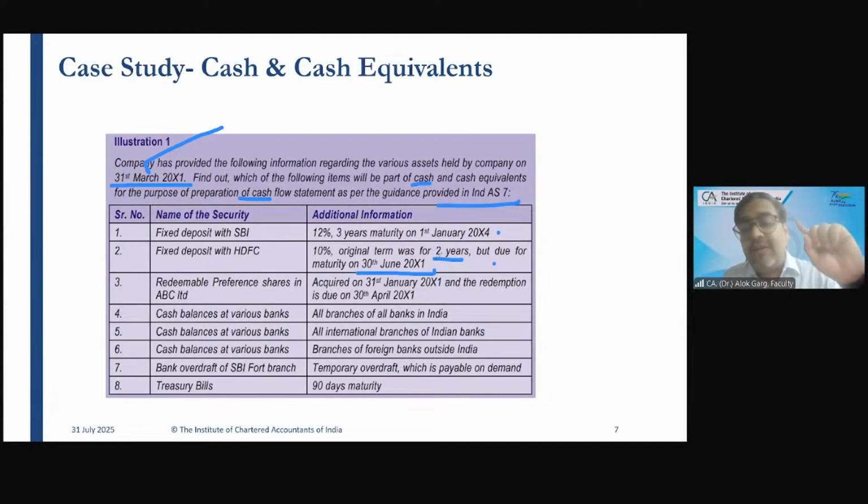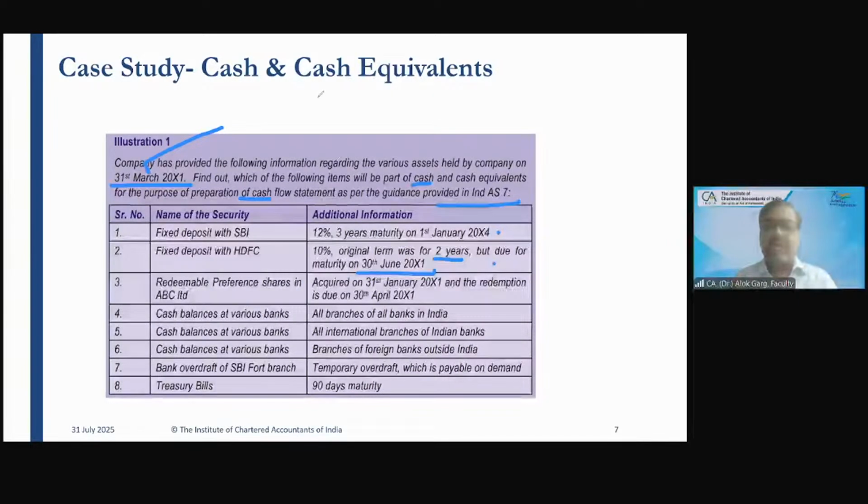Originally the maturity period was 2 years. The only thing is 1 year, 9 months has already passed, so now only 3 months are left. Have you understood this point? So whenever we are looking at cash and cash equivalent from the fixed deposit perspective, we have to look at the original maturity period when it was originally invested. If it is up to 3 months, it is part of your cash and cash equivalent. If not, then if it is less than 12 months from the reporting date, it is part of your other bank balances, a current asset, but not cash and cash equivalent.